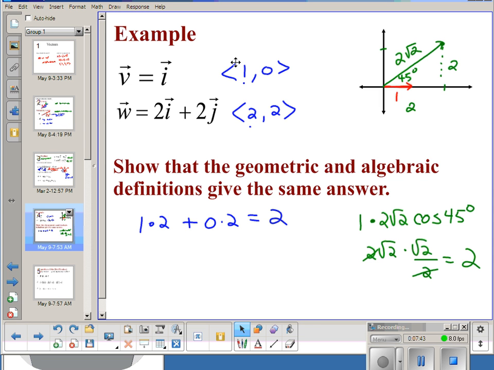In class, we will do two separate proofs of why the dot product works, but for now we're just going to focus on the mechanics.